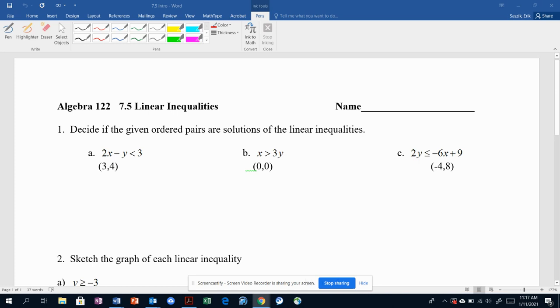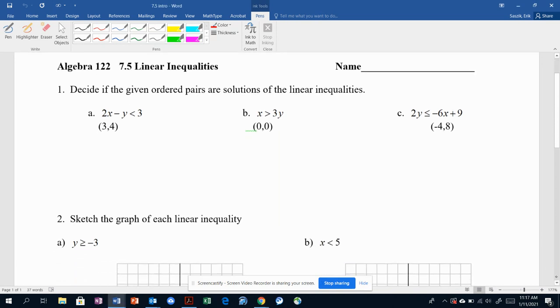All right, kids, we're going to do some linear inequalities today. First, we'll go fairly quickly here. We're going to cover this in class as well. To determine if an ordered pair is a solution, all you have to do is plug in, right? Take the 3, plug it in for x, take the 4, plug it in for y, and you just want to see if you end up with a true statement.